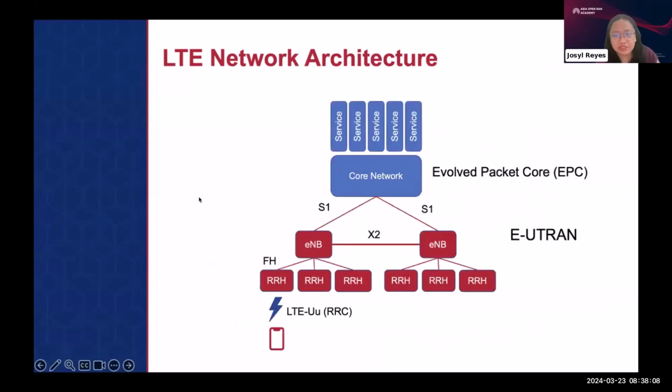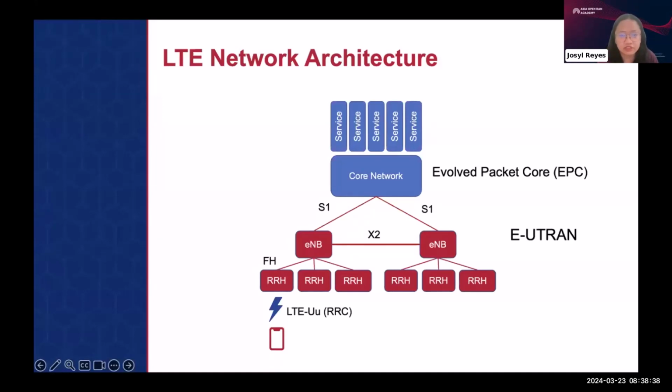Okay, so just to give you an overview of the LTE network architecture. When you say LTE, or Long-Term Evolution, this is a 4G cellular network. So they have this one is the end user, and then this is what we call the remote radio head, and then the eNode B, which I mentioned earlier. And this is the RAN.